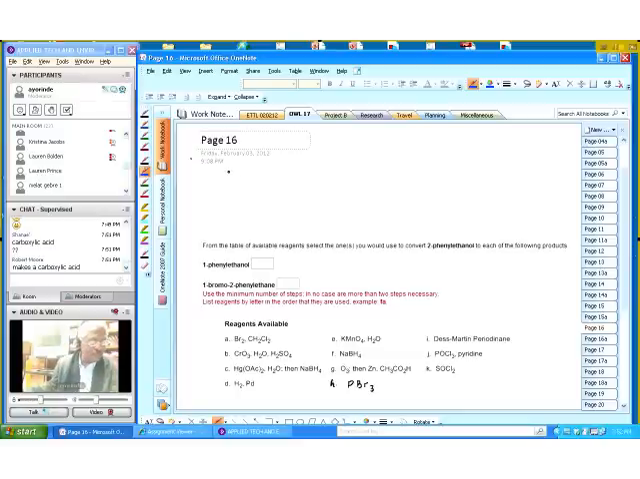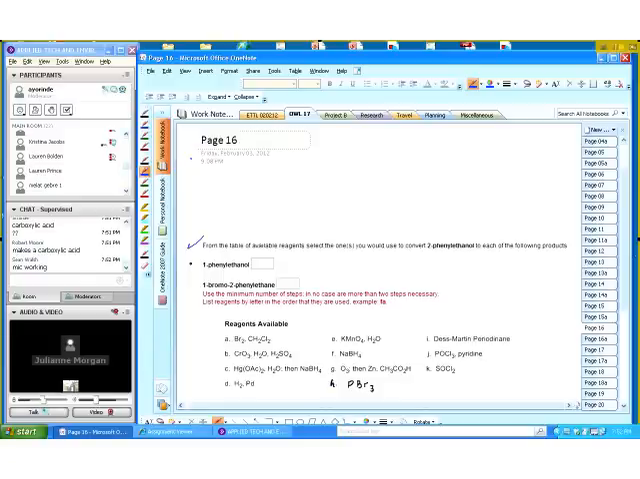Let's see who else has a working mic. Julian, go ahead and read this question for us. Folks, if your mic is working, just send me a text message so I know your mic is working. Julian, go ahead and read this question.